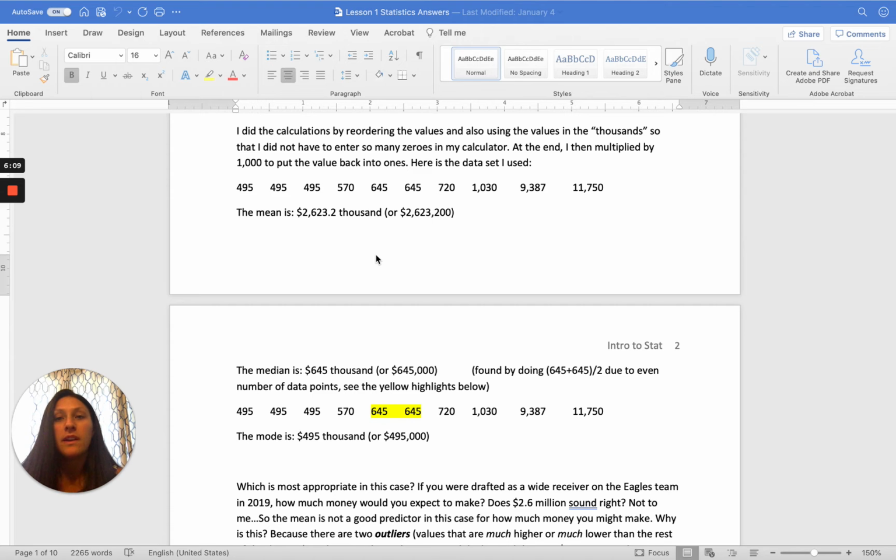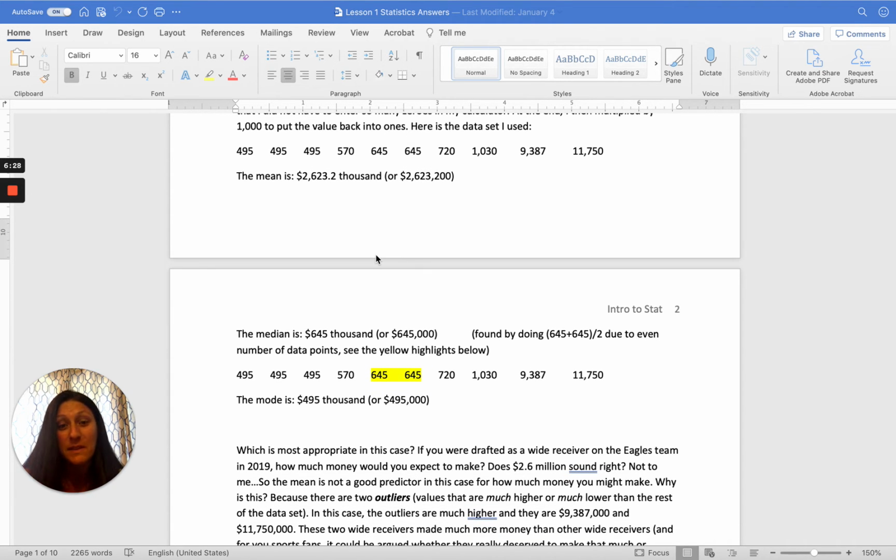So really what I want you to take away from this lesson is to determine which measure of an average, the mean, median, or mode, is the most appropriate way to measure the center of a data set, any kind of data set. In this example, we're working with the base salary of wide receivers on the Eagles, but it doesn't have to be that. It can be any example.